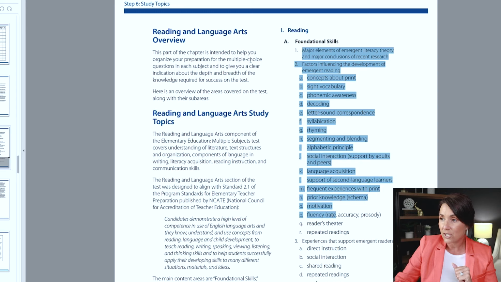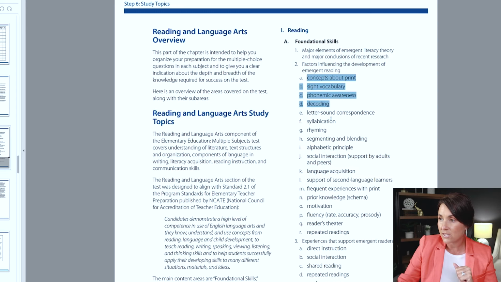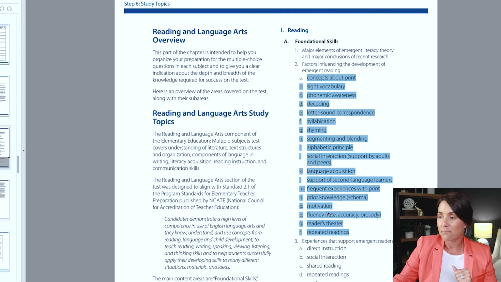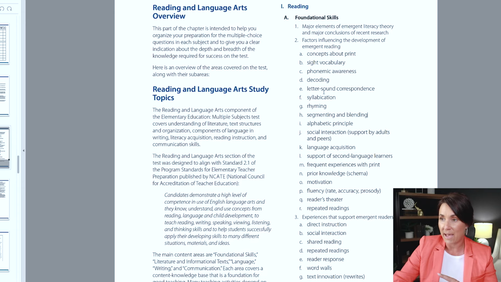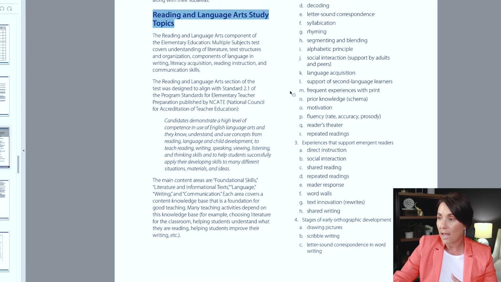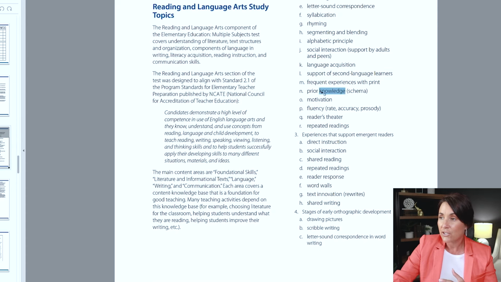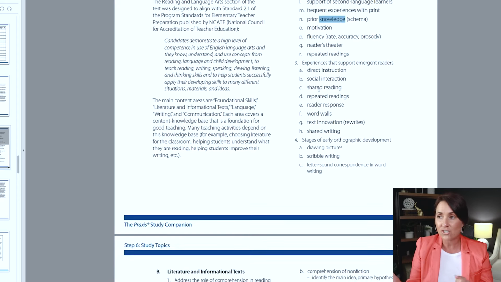This is more information. Look at all of these concepts. This is really for my students who like to make Quizlets and flashcards. Look at all these concepts they have in the back here. They have reading and language arts study topics. This is fantastic. They go in and they pull out all the one-word answers, and you can use this to make your flashcards. I love this.